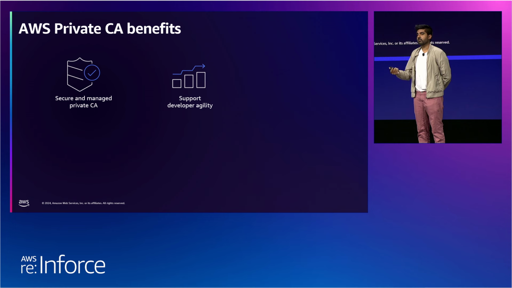We also support developer agility. This is automation. So customers can create Private CA through CloudFormation, through CDK. They can automate things through the console or APIs or SDKs. They have a lot of different options to actually speed up the agility of their work.